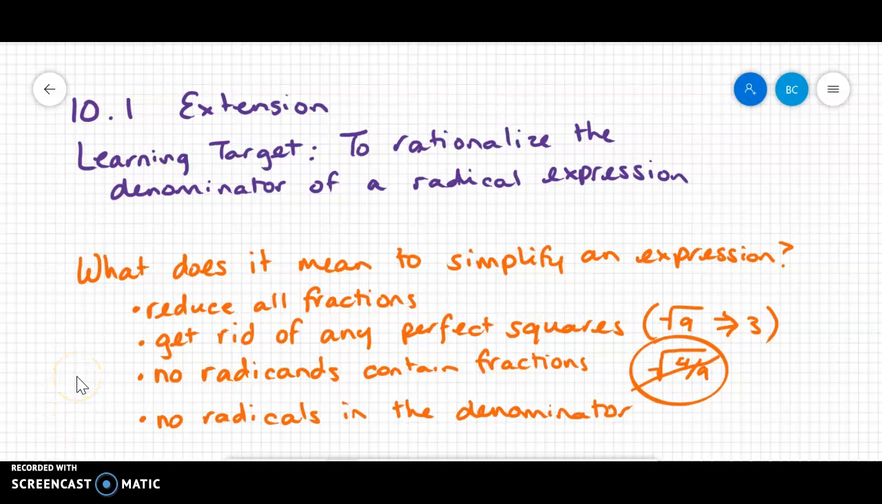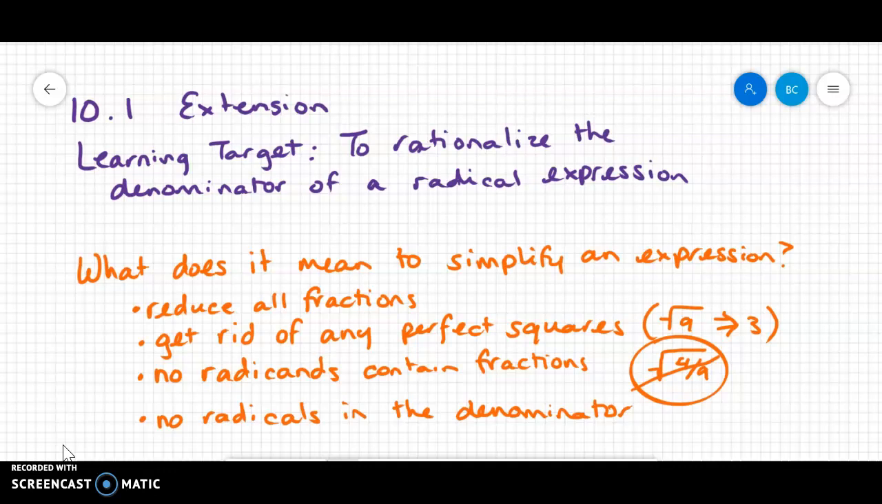Today's lesson is the 10.1 extension, and the learning target is to rationalize the denominator of a radical expression. Before we can begin to understand what that learning target means, let's do a quick review of what it means to simplify an expression.